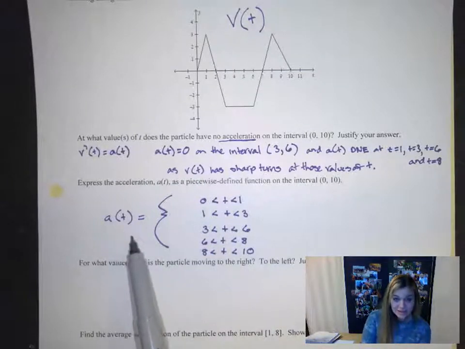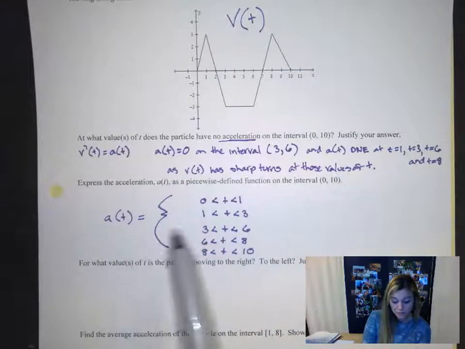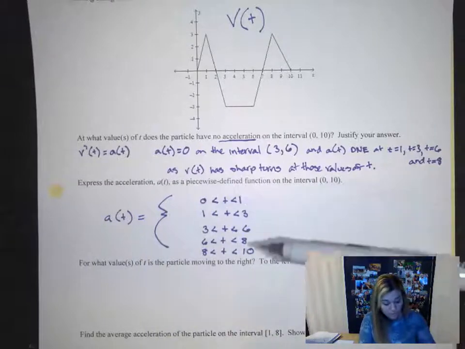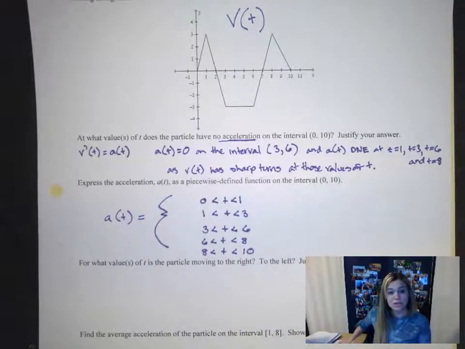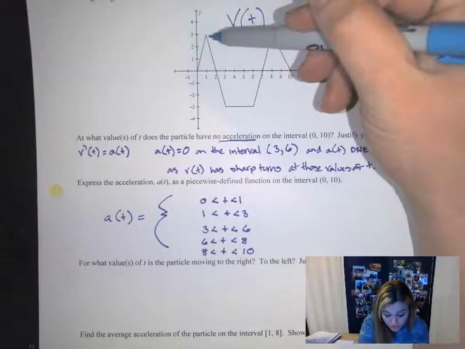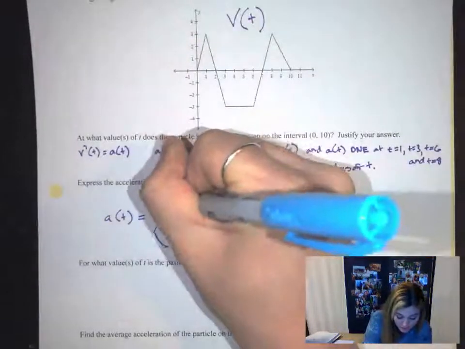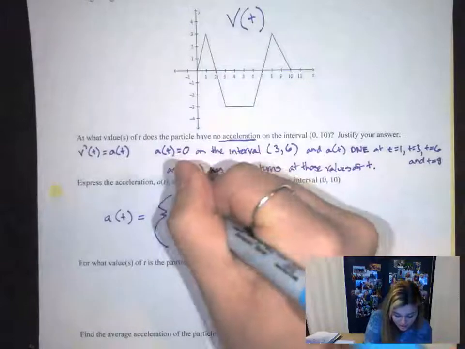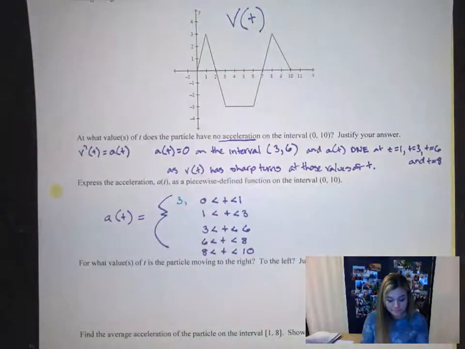Now, a of t is just the slope of velocity. So what I want you to do is from 0 to 1, say what is the slope from 0 to 1? It's like rise over run, y2 minus y1. From 0 to 1, I'm going up 3, right 1. My slope is just 3, and then comma on those places.